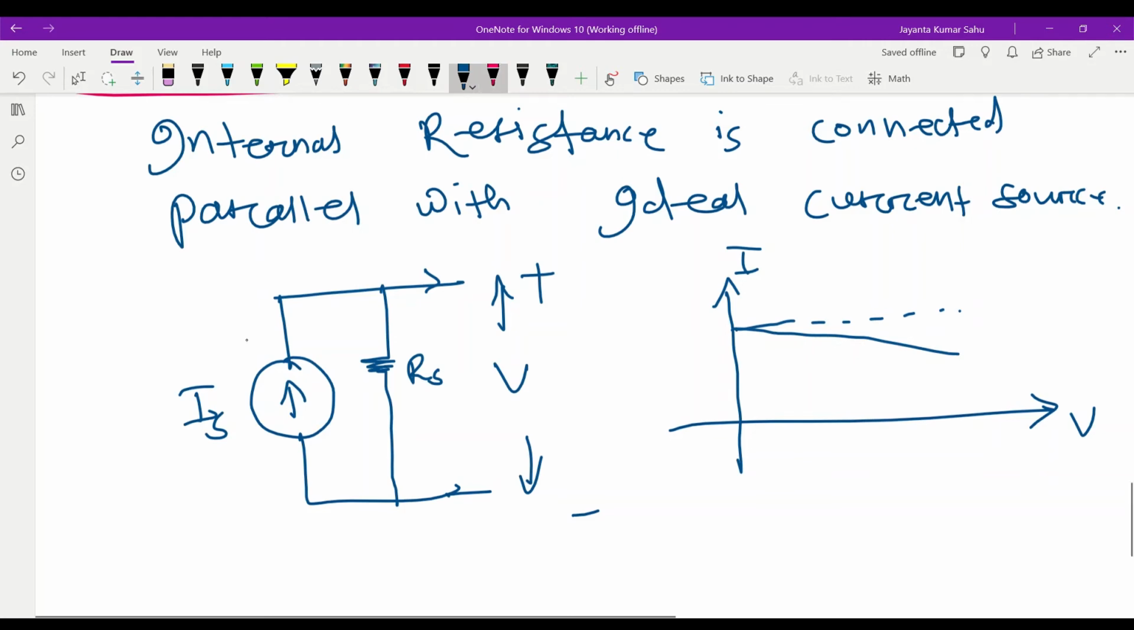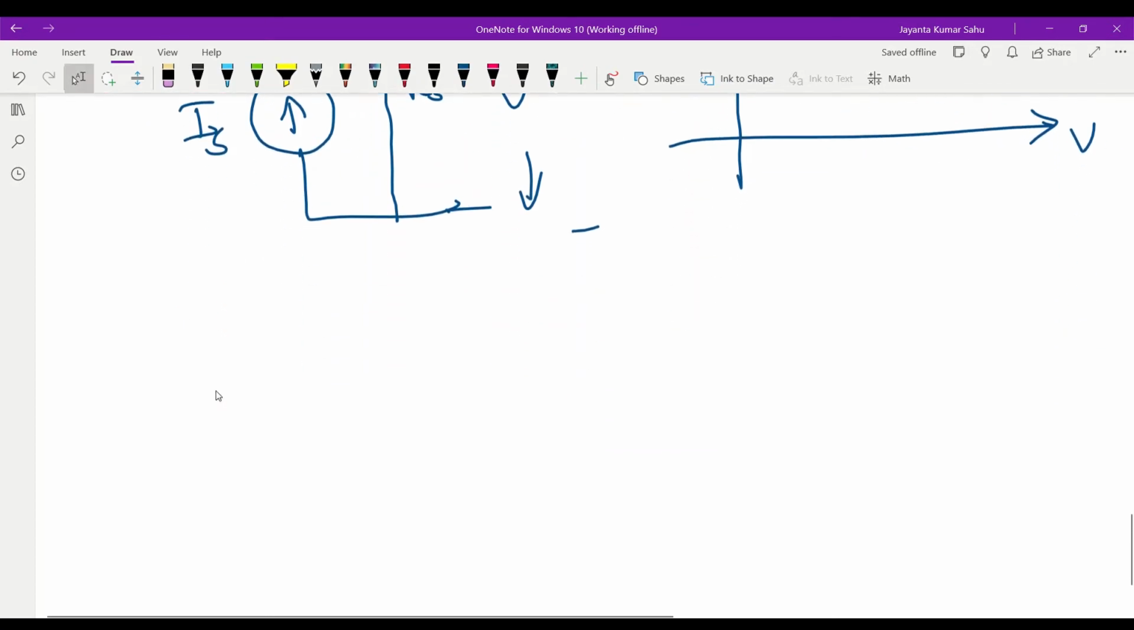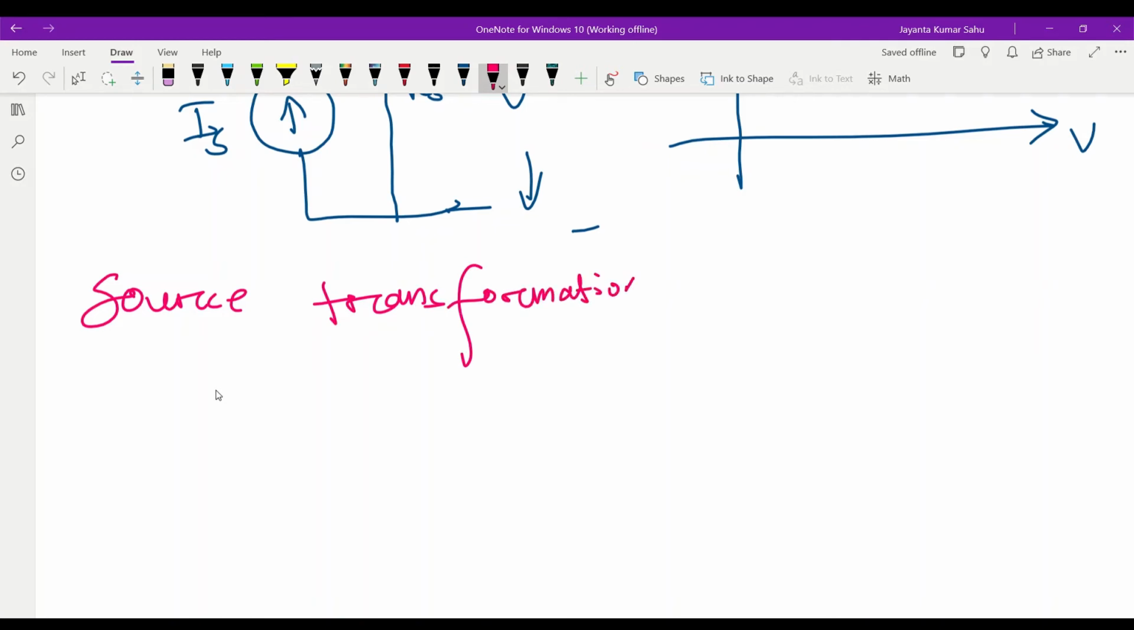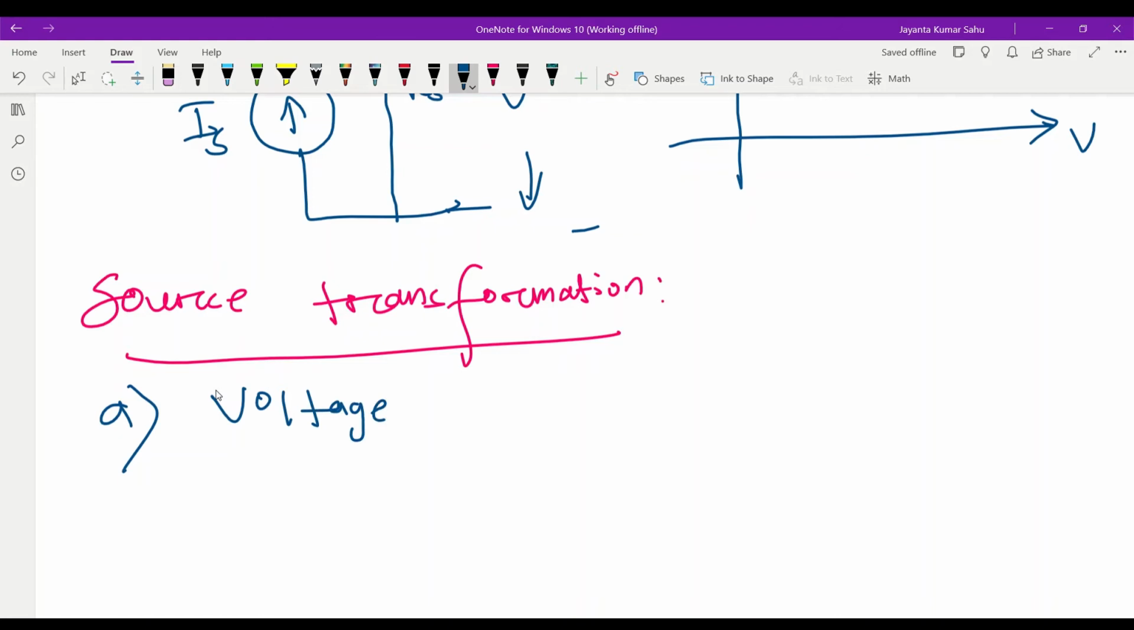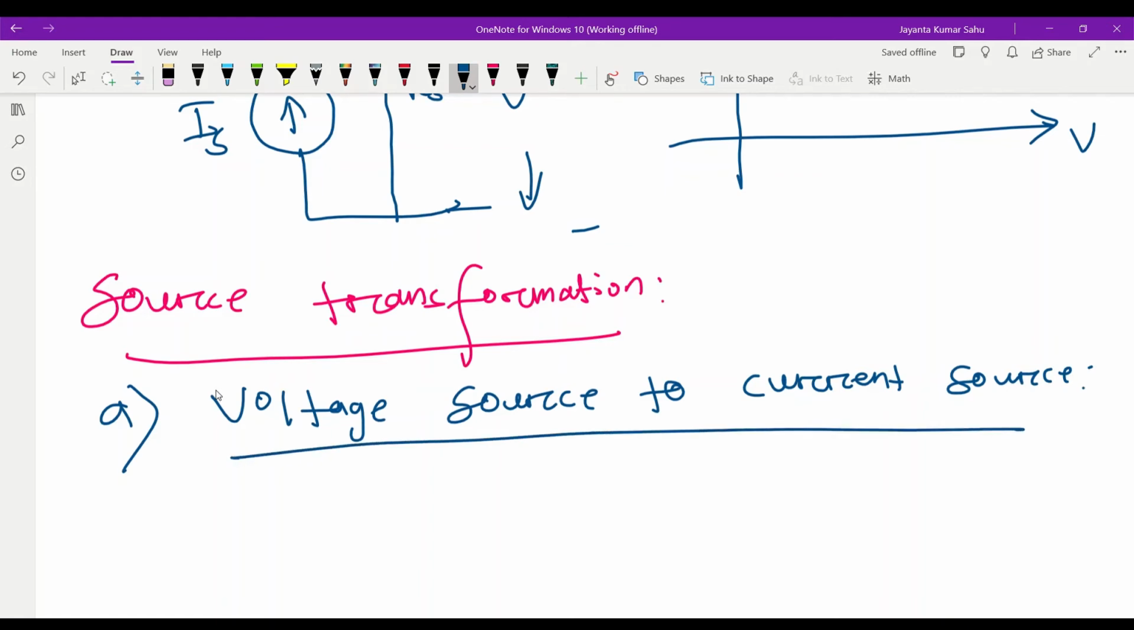Next we discuss about source transformation technique. First one is voltage source to current source. Both are practical, otherwise we cannot convert. Voltage source to current source.